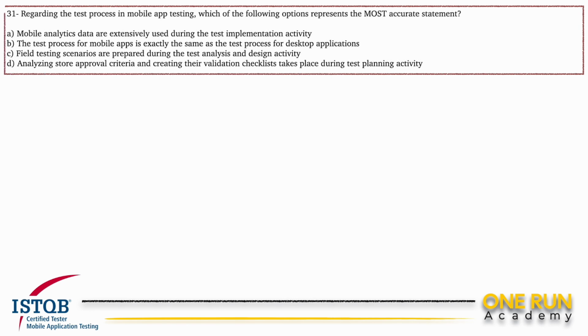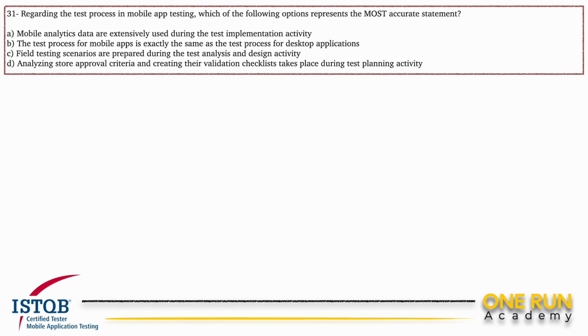Regarding the test process in mobile app testing, which of the following options represents the most true statement? A. Mobile analytics data are extensively used during the test implementation activity. B. The test process of mobile apps are exactly the same as the test process for desktop applications. C. Field testing scenarios are prepared during the test analysis and design activity. D. Analyzing store approval criteria and creating their validation checklists takes place during test planning activity.